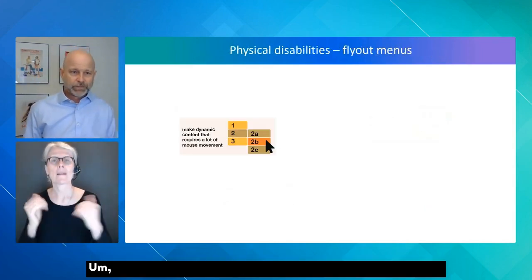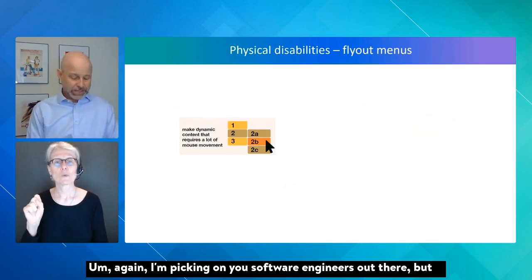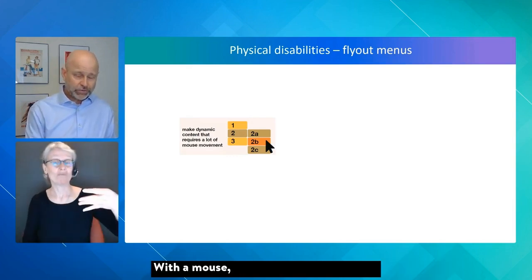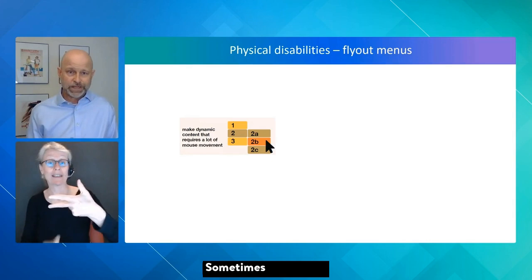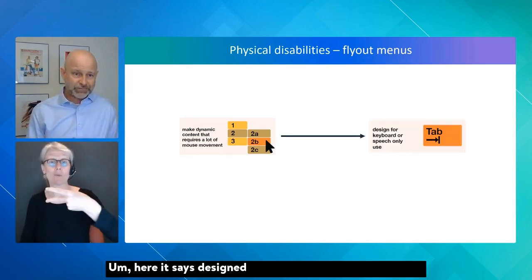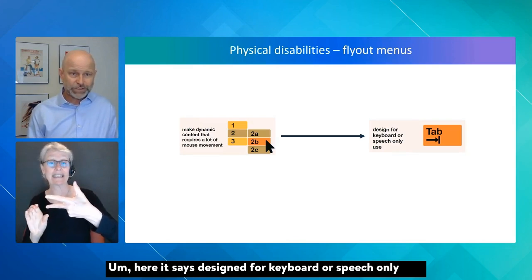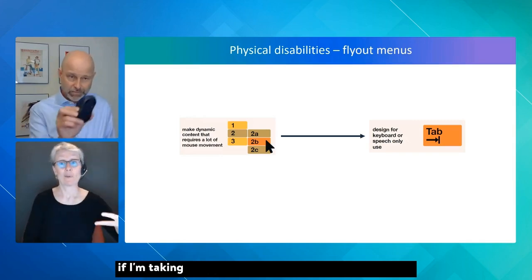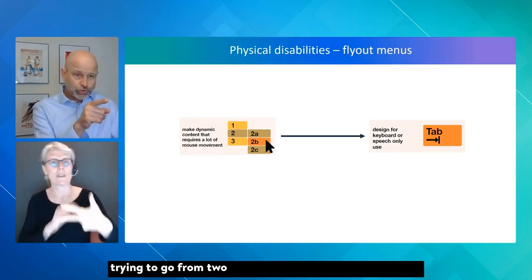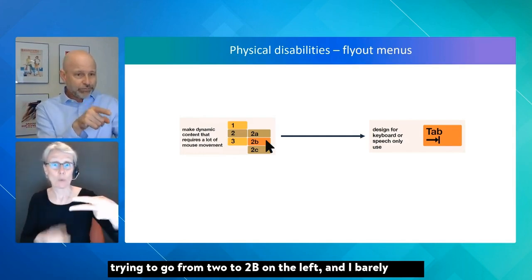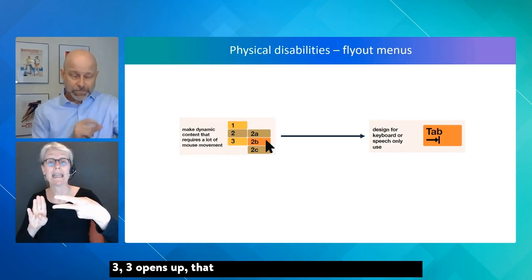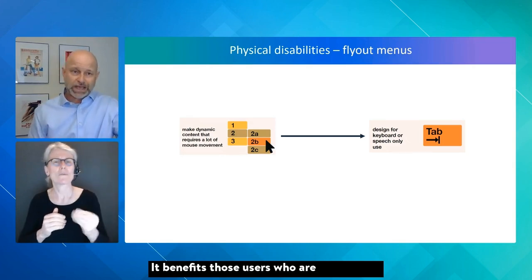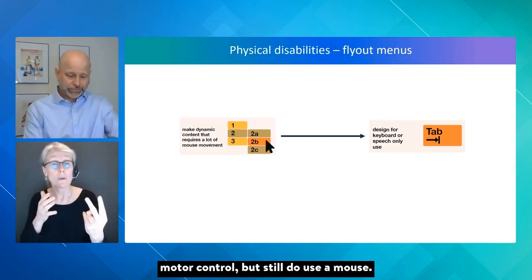Flyout menus. Again, I'm picking on you software engineers out there, but if you create flyout menus like this, they can be difficult for people who use a mouse, and you also need to make sure they work with keyboard. Sometimes they don't. Here it said designed for keyboard or speech only use. I would like to add a slight delay, because what happens, if I'm dragging my mouse along and trying to go from 2 to 2B on the left, and I barely brush 3, 3's menu opens up, and 2's menu is gone. So add a slight delay. It benefits those users who are lacking fine motor control, but still do use a mouse.